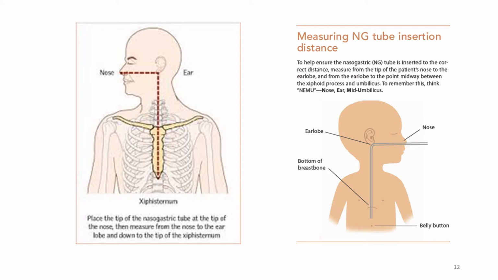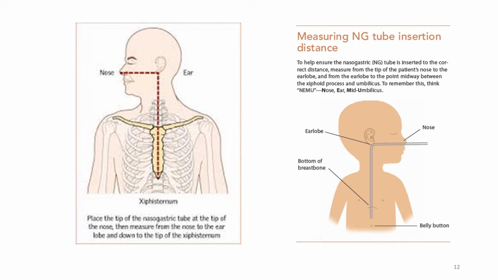Okay, so secure it, chart what French you used, and how far you actually inserted that NG tube. When the next nurse comes on, they should be checking that to make sure it's still in place also. You just look at the measurements and make sure that it hasn't migrated or slipped out or anything like that. So just know how to measure it, secure it, and chart it.